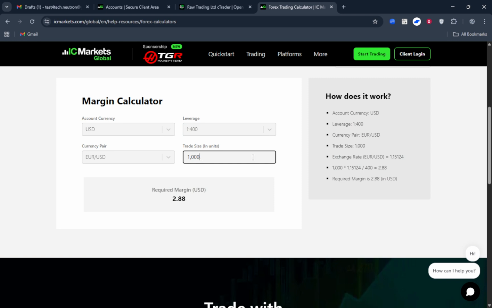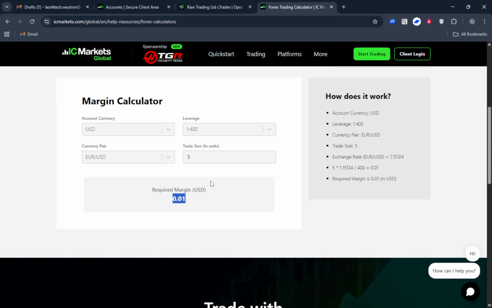After filling the fields, click Calculate. You'll see the margin required, which tells you how much of your balance will be tied up to open the trade. Many times, the tool also shows commission, pip value, and related metrics, which are helpful for broader planning. Use the margin figure to check if you have enough free margin before placing an order.